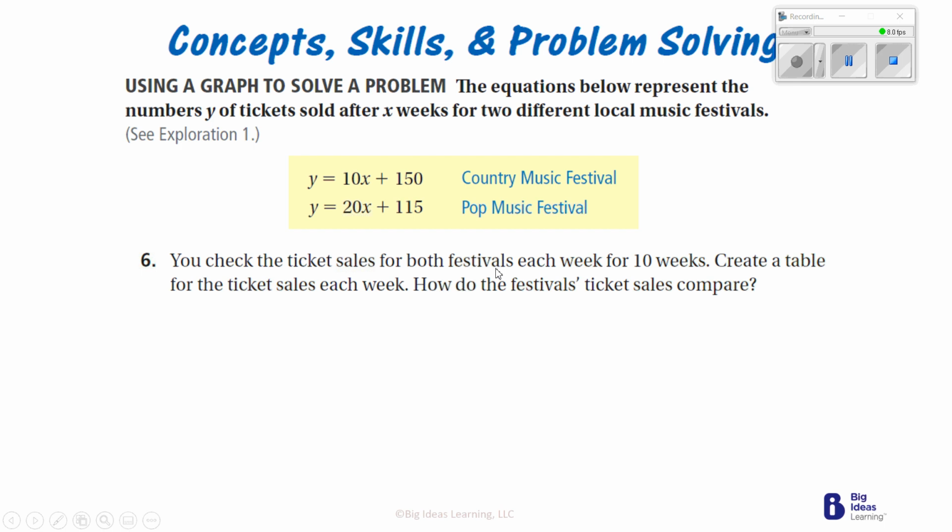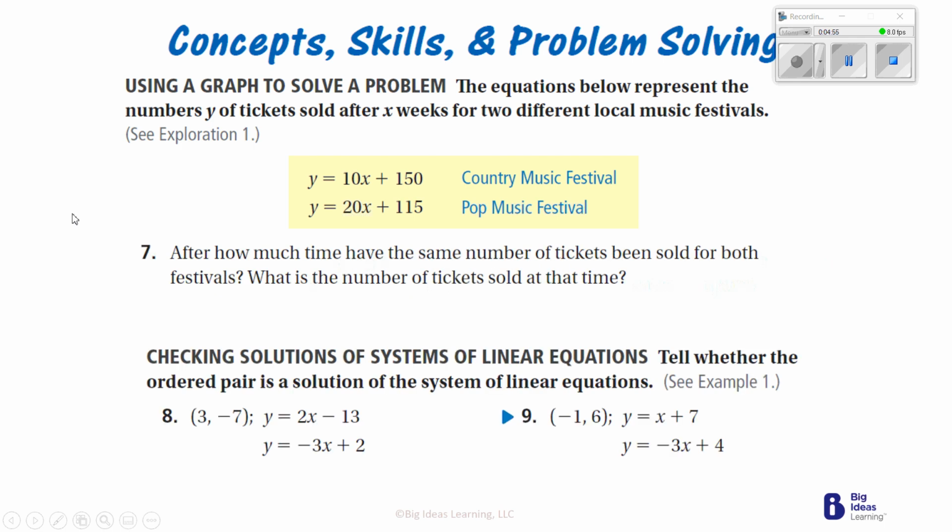Number 6 is for you to do. Number 7 says, using a graph to solve a problem, the equation below represents the number y of tickets sold after x weeks for two different local music festivals, okay? The Country Music Festival and the Pop Music Festival. After how much time have the same number of tickets been sold for both festivals? What is the number of tickets sold at that time?